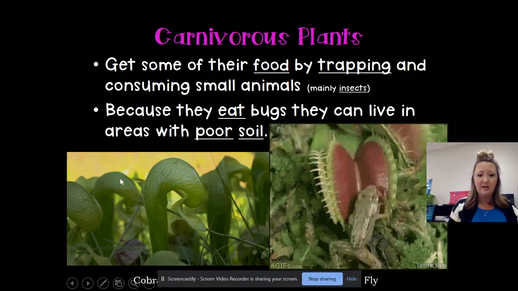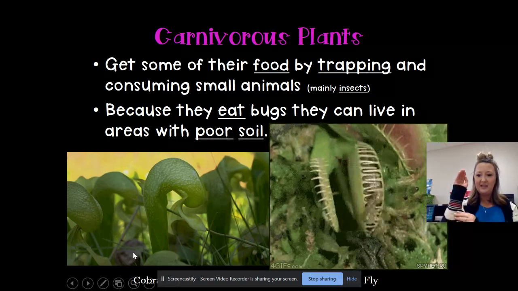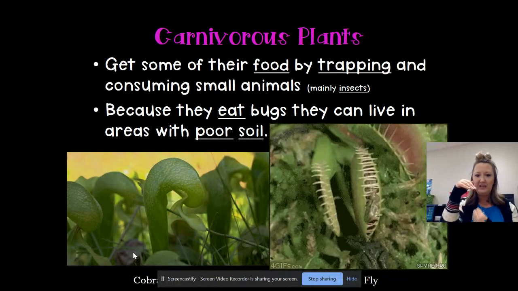Another one is the cobra lily. And the cobra lily has kind of got this hook shape, and so flies can get in, but then they can't find their way out.